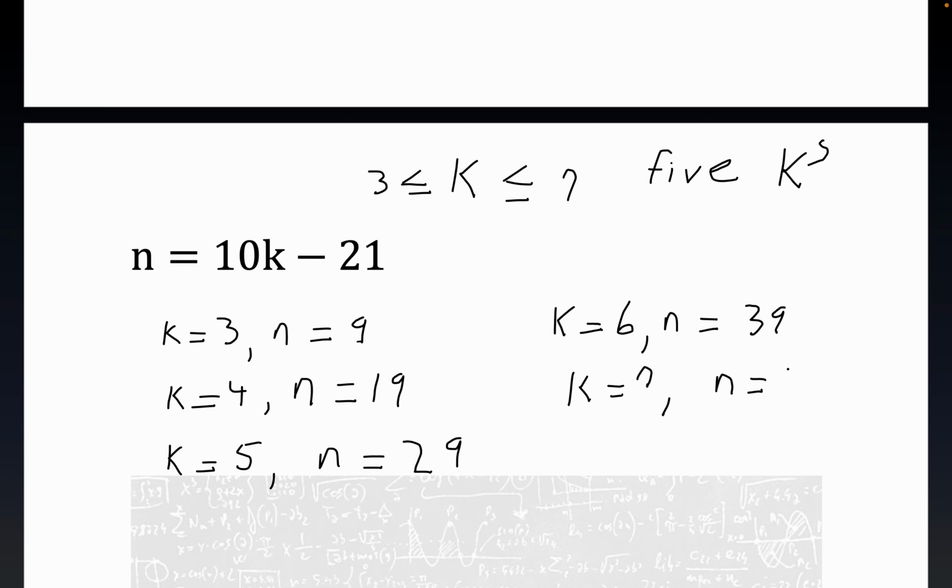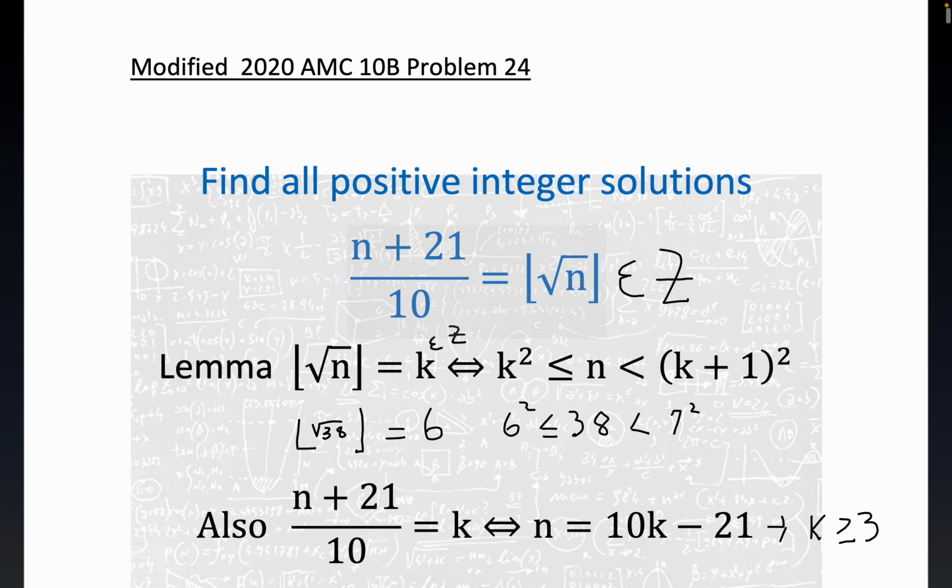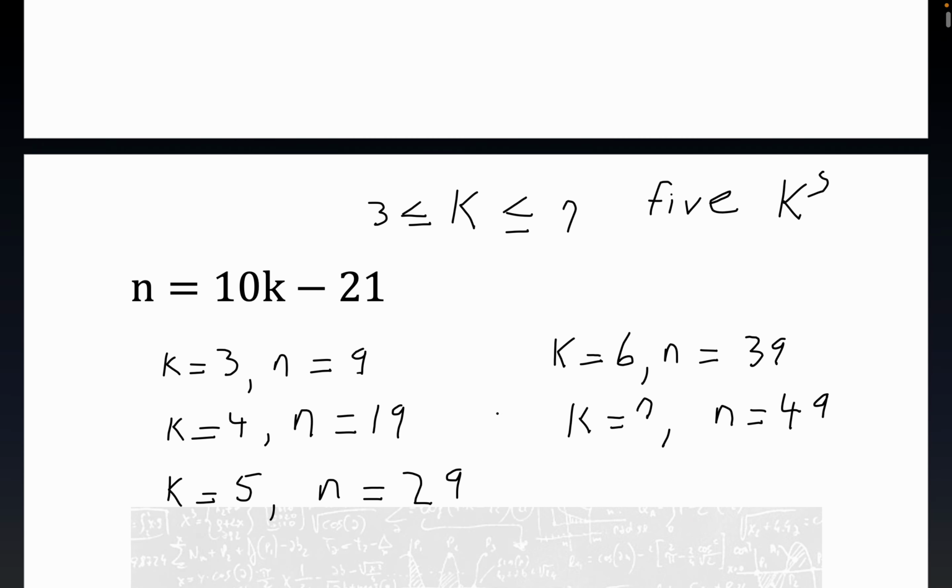Okay, so those are our 5 solutions, folks. Again, these guys right here, 9, 19, 29, 39, and 49 are the solutions. And that's what it asks for: find all positive integer solutions. So that gets the job done, folks.